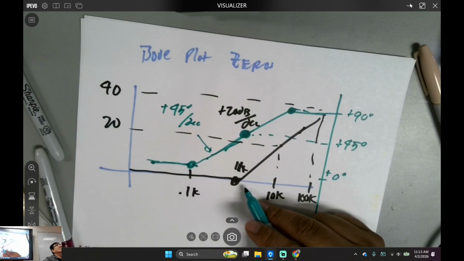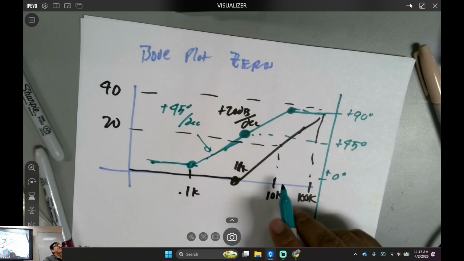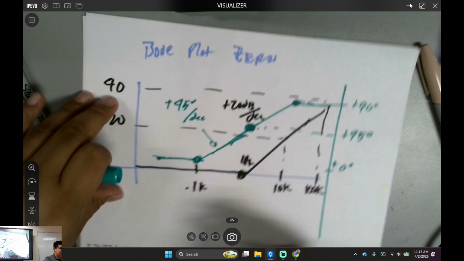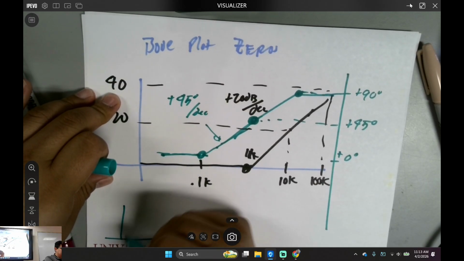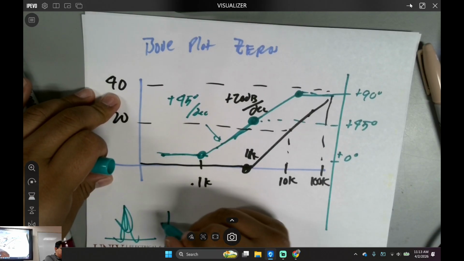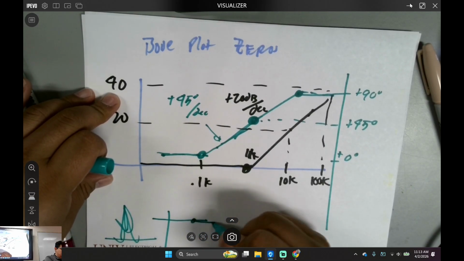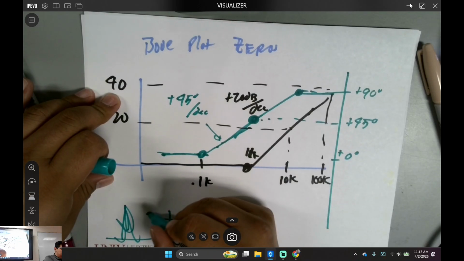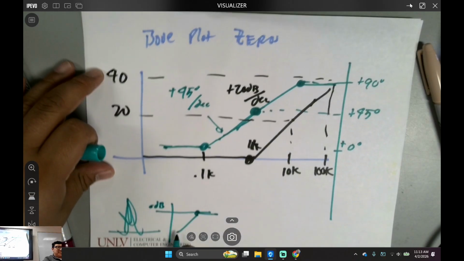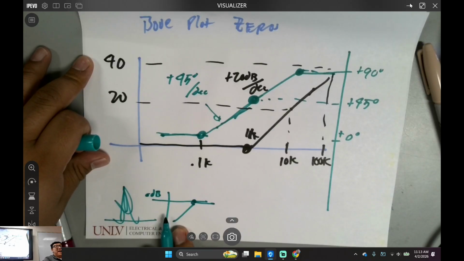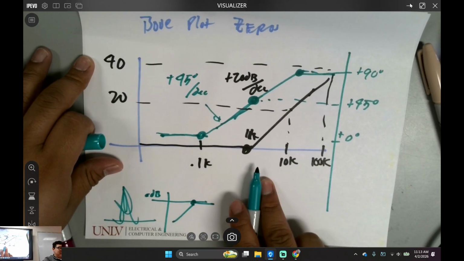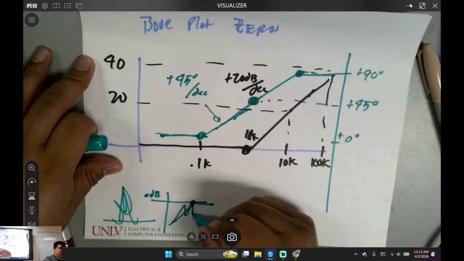It's not an inductor. I was gonna say it's an inductor, but inductors look more like this. Actually, 0 dB. That's an inductor right there, because it's the passive circuit. So hold up.